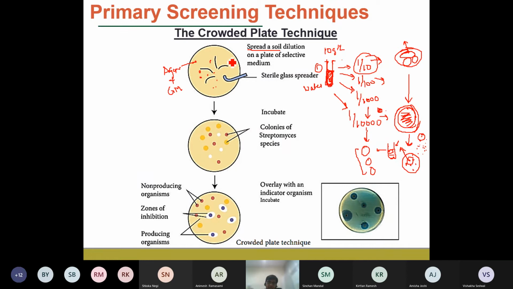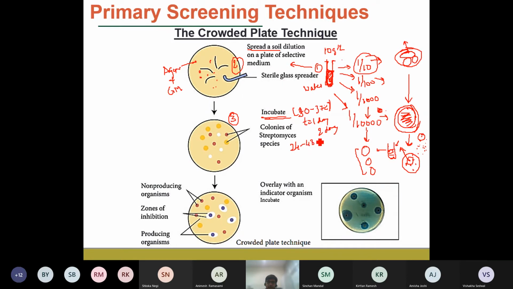Now coming to the point. In the first step we have done the serial dilution. In the second step we have done the plating on this type of agar plate, and the third step is to incubate. Once we have coated this diluted solution on the agar plates, we incubate in an incubator, generally at around 32, 35 or 37 degrees Celsius, for one day to two days, so almost 24 to 48 hours.